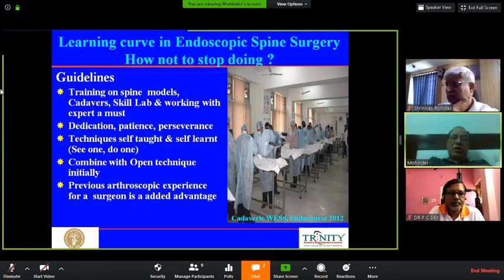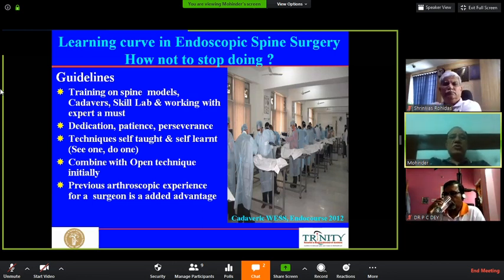Then short-term fellowships. This is very, very important. You must spend 2 to 3 weeks with a surgeon who is doing these kinds of procedures. Only then do you get that confidence and are able to shorten your learning curve. Then dedication, patience and perseverance are very, very important.